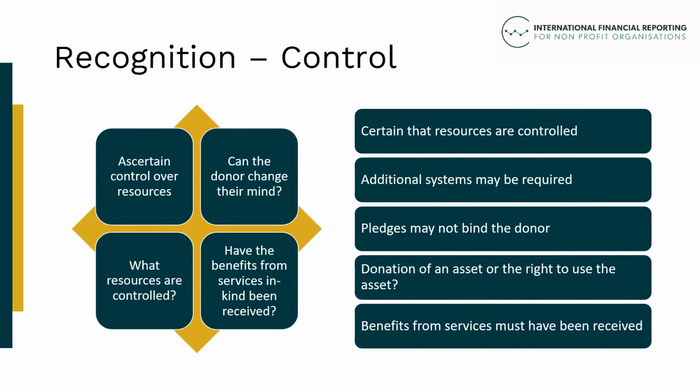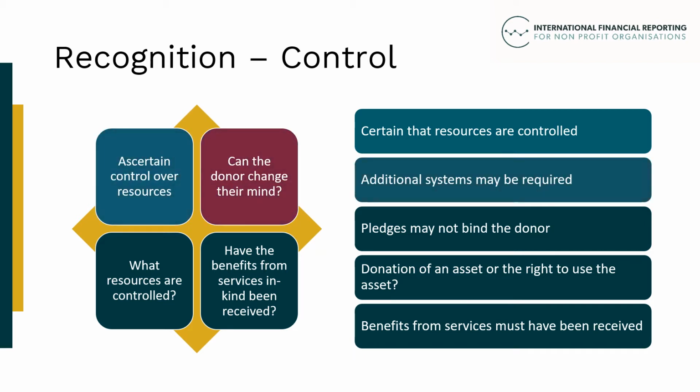An NPO will need to ascertain whether it has control over resources it receives. NPOs need to be certain they have control over the resources provided for them to be recognised. Determining whether the NPO controls cash is generally straightforward, but for other types of resources, such as services in kind, an NPO might need additional systems to ascertain the amount of resource it controls. The costs of determining this may be disproportionate to the benefits that such information will provide.